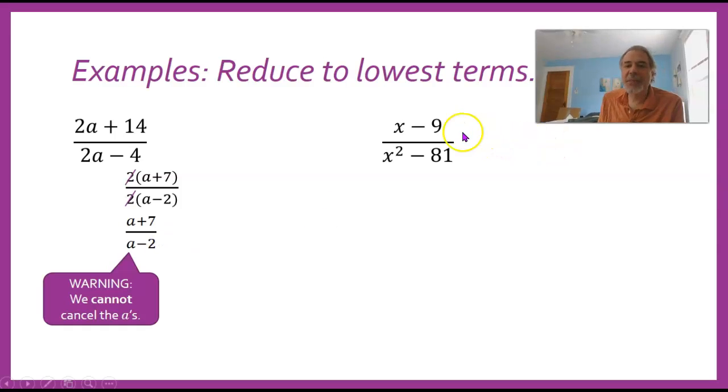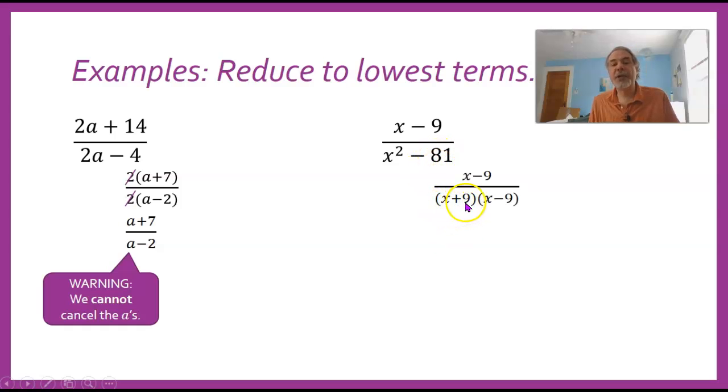What about this one? x minus 9 over x squared minus 81. See anything we can factor here? Well, the x minus 9, there's nothing to factor there. But the x squared minus 81, that's a difference of two squares. That's one of those special factoring patterns that you need to be on the lookout for. These are both perfect squares. This is x squared and this is 9 squared. So it factors into x plus 9 times x minus 9.